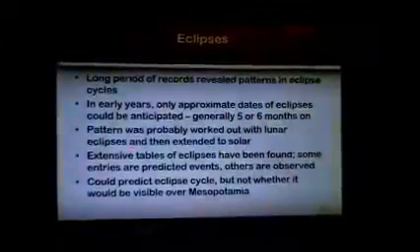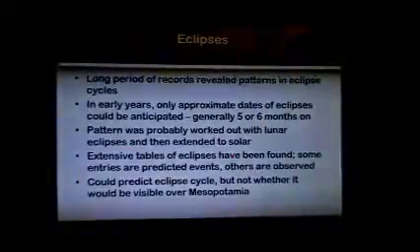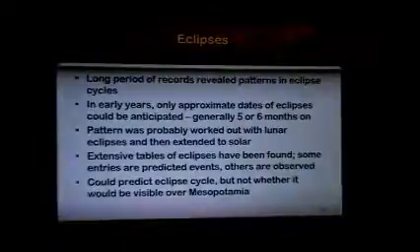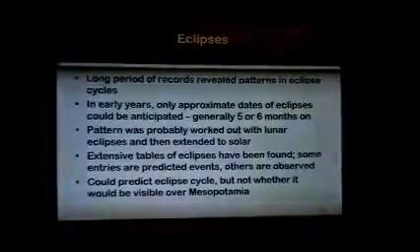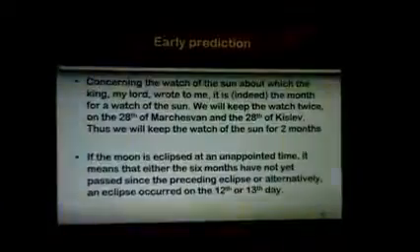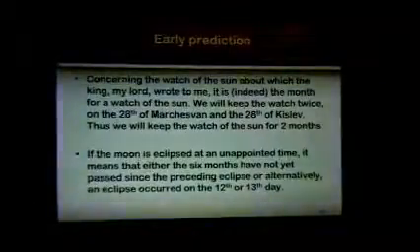We find tables, long tables of eclipses going back to 730 BC, but a lot of the eclipses in it were predicted eclipses, not observed eclipses. And they certainly got to know the eclipse cycle. And here's an early prediction.